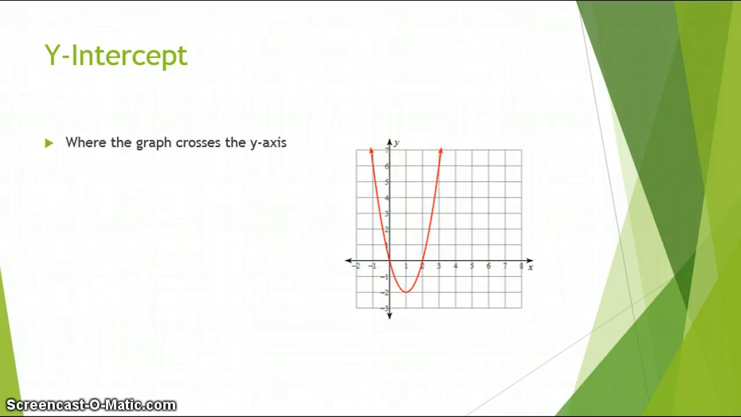The y-intercept is where the graph crosses the y-axis. This graph crosses the y-axis at 0. You'll see some pictures where it doesn't cross the x-axis at all, and we'll talk about those roots later.